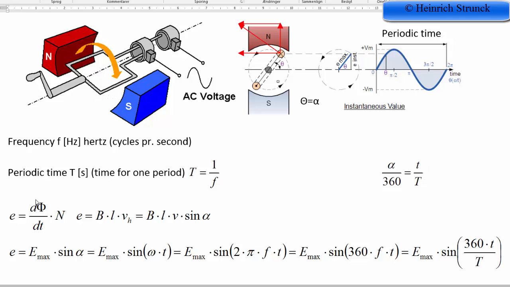The basic formula when we generate a voltage is that the electromotive force is change in magnetic field over change in time multiplied by the number of turns of the wire. So if we want to increase the voltage, we can have some more turns. We can increase the magnetic field, or we can decrease the time, which means that we rotate faster.